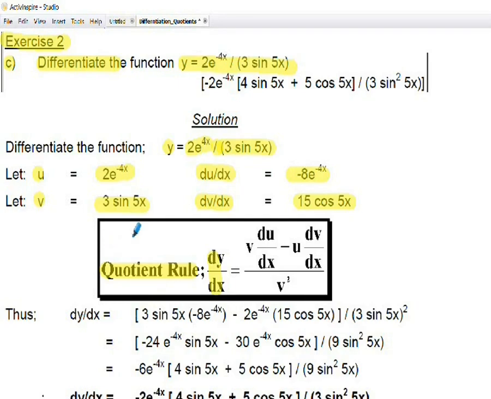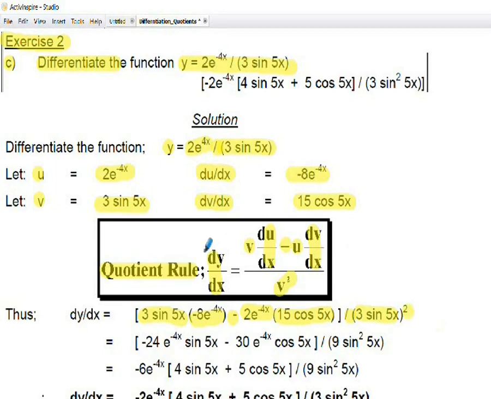So following the formula through, v in this case is 3 sine 5x, and I'm multiplying that by du/dx, which in this case is the minus 8e to the minus 4x. I'm subtracting from that, the formula tells me to do my u term, which is 2e to the minus 4x, and I'm multiplying the u term by the differential dv/dx, which is 15 cos 5x. I'm dividing then by v squared. V in this case is the 3 sine 5x, and I'm squaring that term.